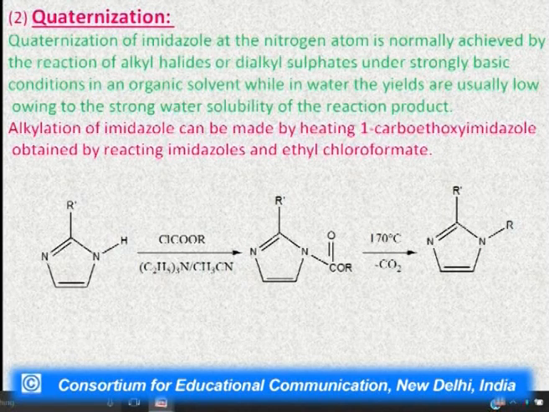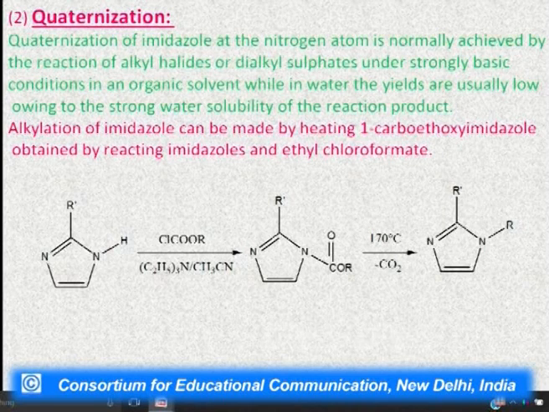Quaternization of imidazole at nitrogen atom is normally achieved by the reaction of alkyl halides or dialkyl sulfates under strongly basic conditions in an organic solvent, while in water the yields are very low owing to the strong water solubility of the reaction product. Since the reaction product is soluble in water, the yield of the reaction will be low. Alkylation of imidazole can be made by heating 1-carboethoxyimidazole, which is obtained by reacting imidazole and ethyl chloroformate. The representation of the reaction can be seen from this slide.